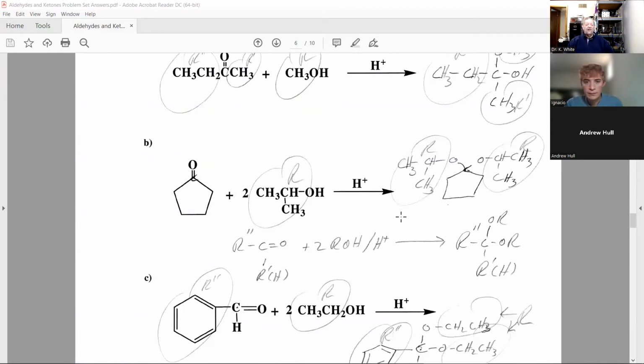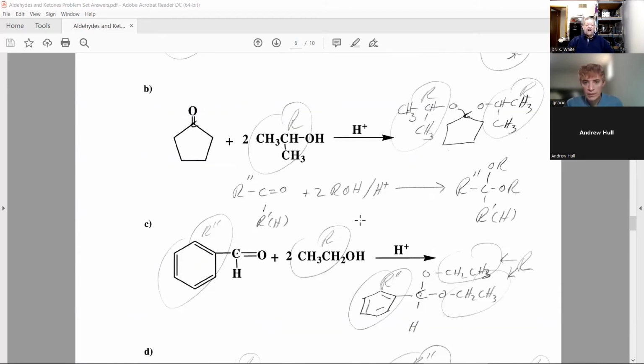If you have two molecules of an alcohol, and here I have a ketone, aldehyde or ketone. Remember, when R prime is hydrogen, it's an aldehyde. When R prime is carbons, it's a ketone. Dr. White loves both. I do. And in a cyclic ketone, R prime and R double prime are connected together in a ring. Two, there is a two.